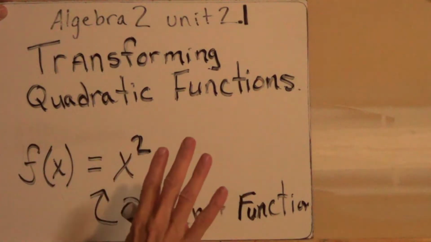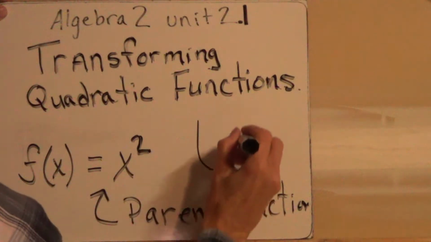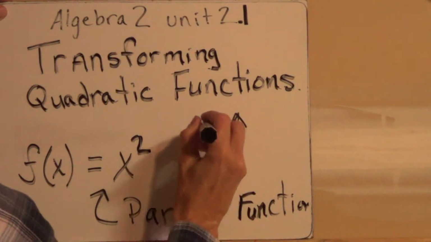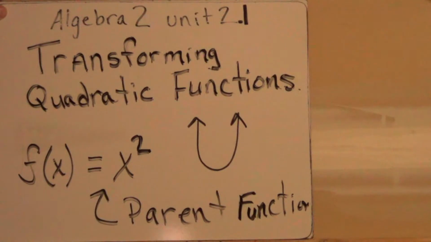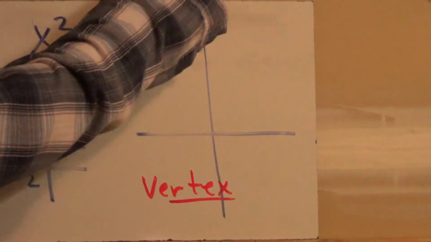And without any other numbers in there, we just call that the parent function, because then when we add numbers, we can see what effect they have on the graph. The graph for this will be a parabola, which is a U shape. Okay? Let's look a little bit closer at that.